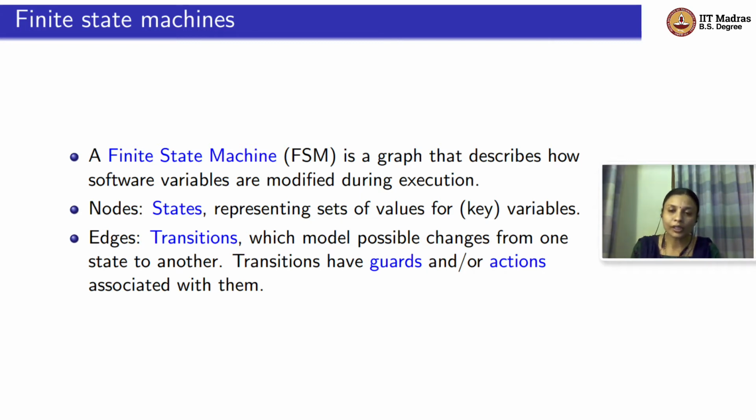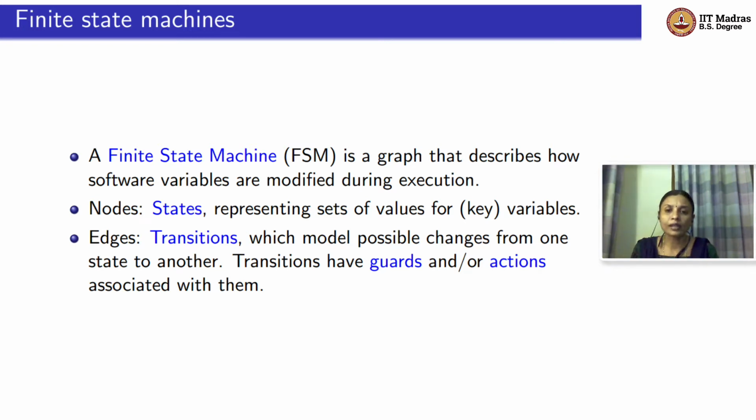So, a finite state machine is a special kind of graph that typically describes how certain variables that are of interest to you in a program behave, and the nodes of the finite state machines have a special name. They're called states. They represent values for variables, sometimes only a subset of the variables, the ones that are important for us. Edges of these graphs are called transitions. They model how the finite state machine changes from one state to the other. Transitions as edges can have several parameters associated to them.